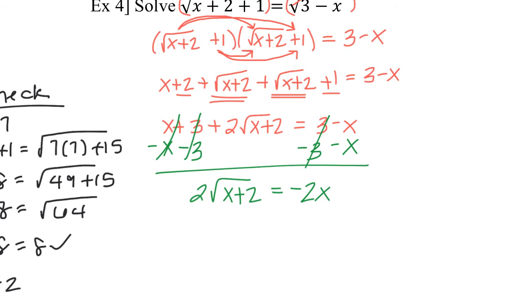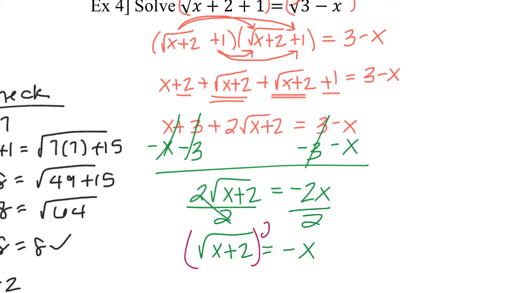Now we need to get rid of the 2 in front of the radical, so I'm going to divide both sides by 2. So I have square root of x plus 2 equals -x. Now that the radical is isolated, we're going to square both sides again to get rid of this last square root. So you end up with x plus 2 equals, and the -x squared is just a positive x squared.